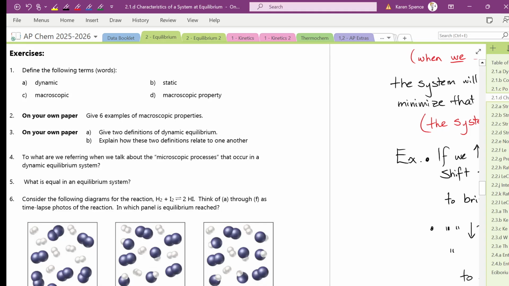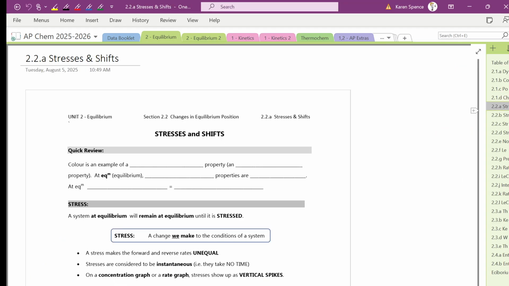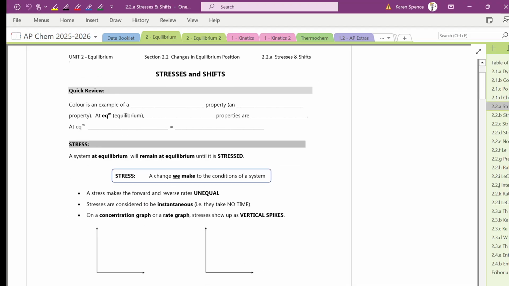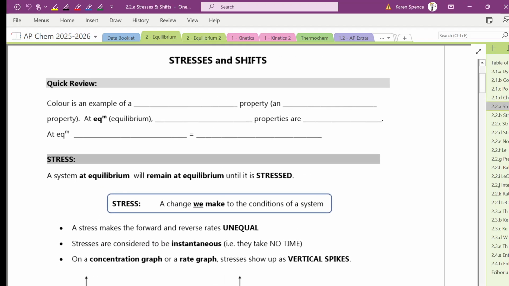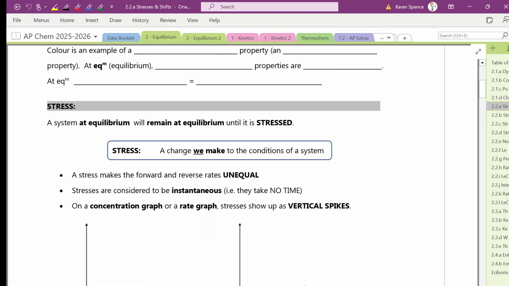Okay, so there are some questions in here. We'll leave those be. What time? Class is over at 11:35. We've got 15 more minutes. Let's look at stresses and shifts. This is on page 24.